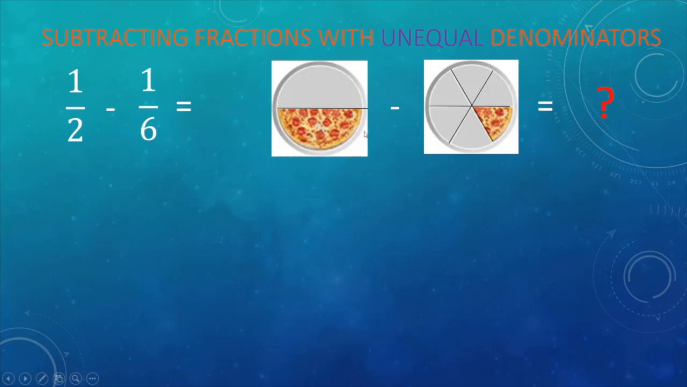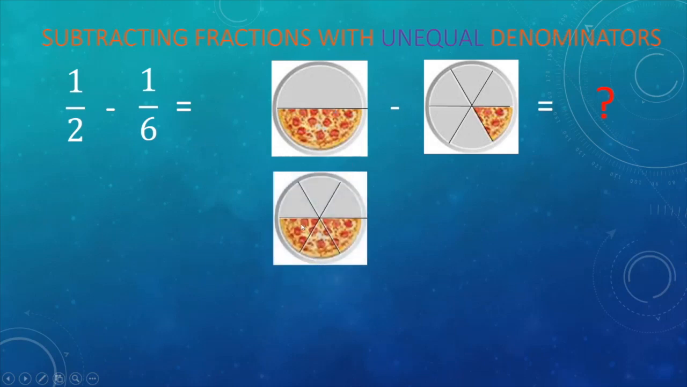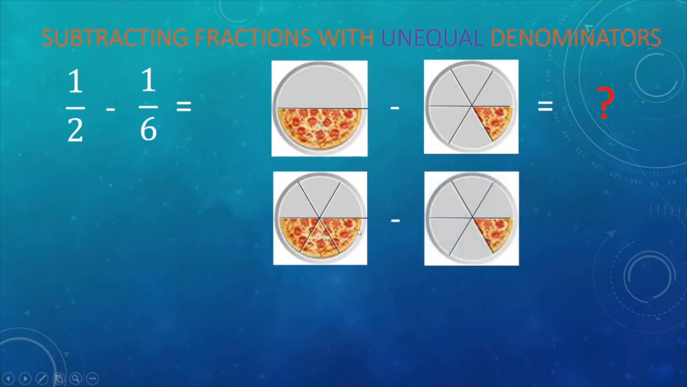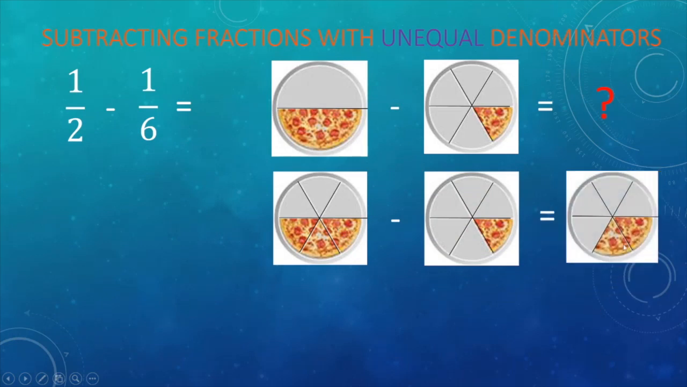So to take this smaller piece, we need to cut our pizza in smaller parts. So this piece is 1 out of 6. So we need to cut our pizza in 6 equal parts. Let's do that. Now we have 3 equal parts out of 6. So we can take 1 small piece. If we take 1 small piece from this pizza, we will have 2 pieces remaining, or the fraction 2 over 6.